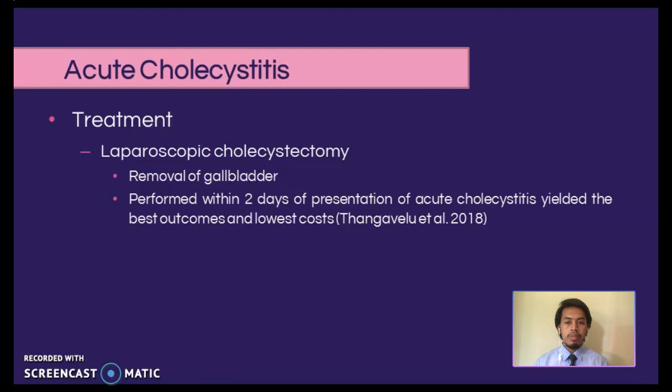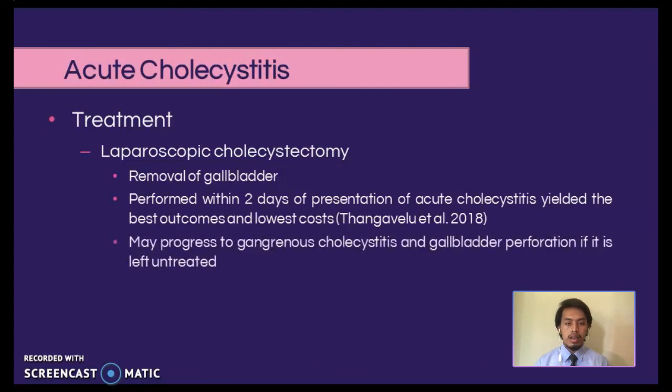In comparison between early and delayed laparoscopic cholecystectomy, it is said that early laparoscopic cholecystectomy performed within 2 days of presentation of acute cholecystitis yielded the best outcomes and the lowest cost. If acute cholecystitis is left untreated, it may progress to other diseases like gangrenous cholecystitis and gallbladder perforation.